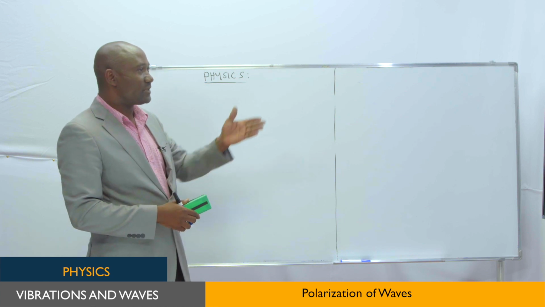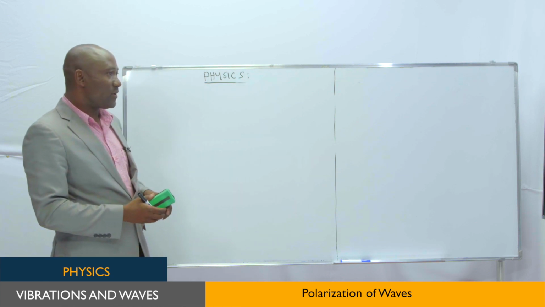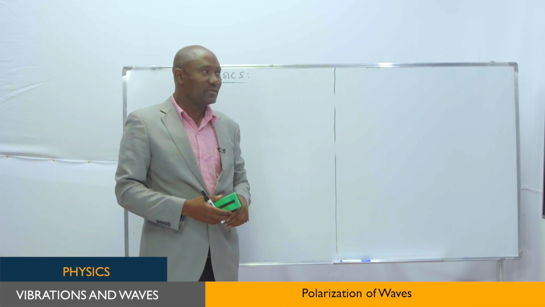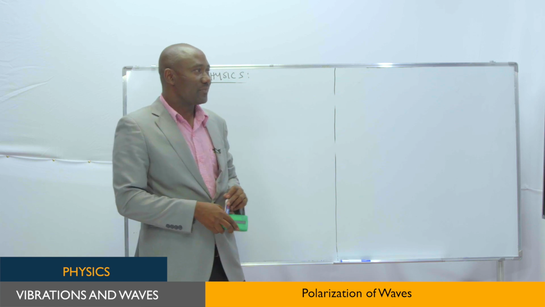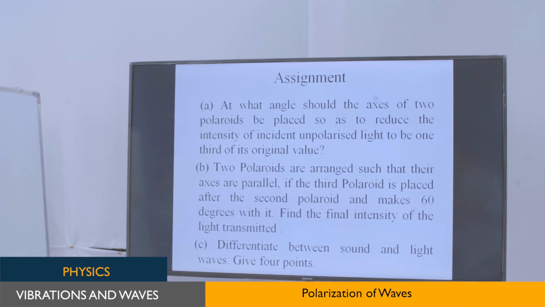Now, you have seen those examples. Let's see the assignments that you can do wherever you are, and test whether you have understood this part of polarization. The question is asking now, A, at what angle should the axis of the two polarities be placed so as to produce the intensity of the incident and polarized light to be 1/3 of original value?